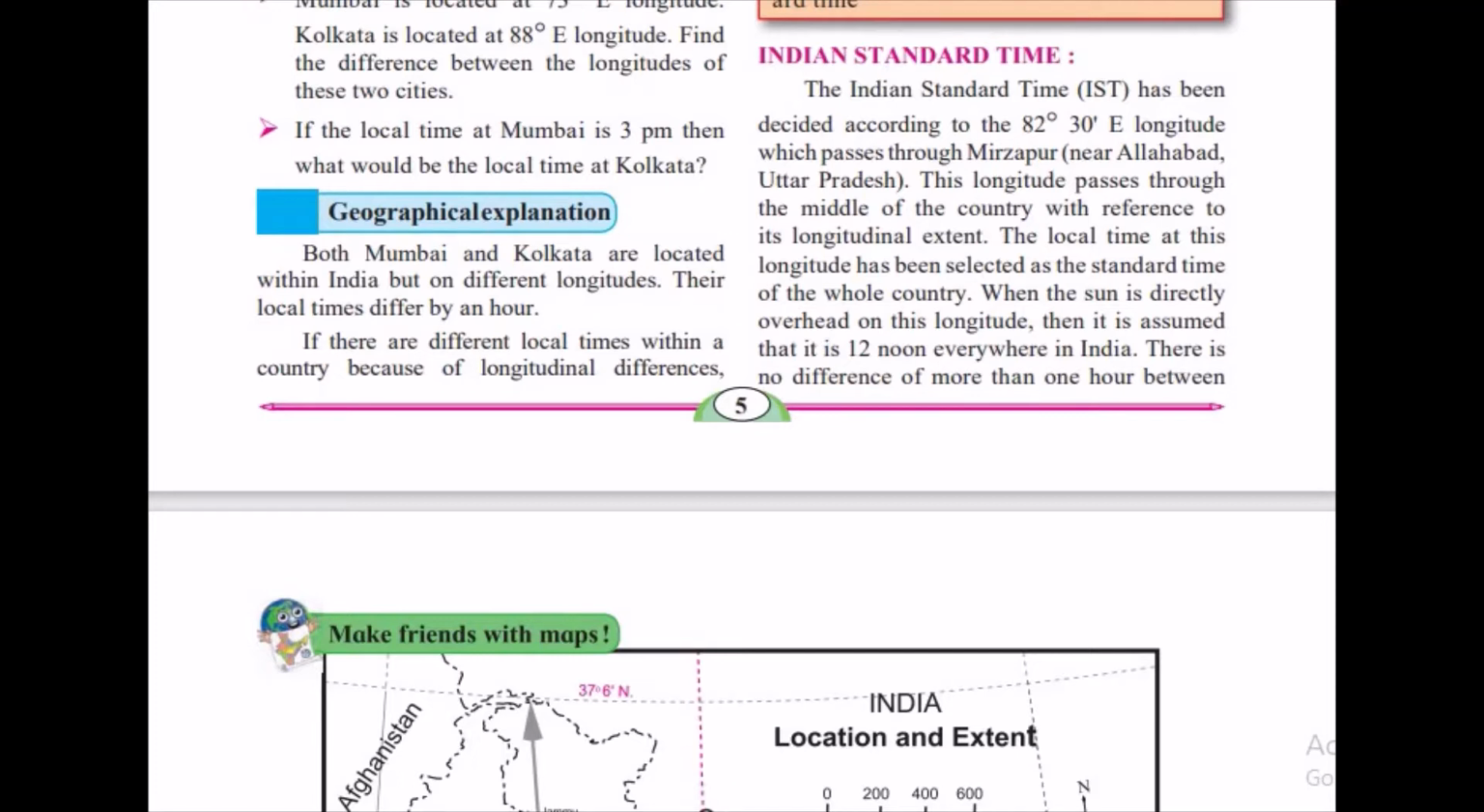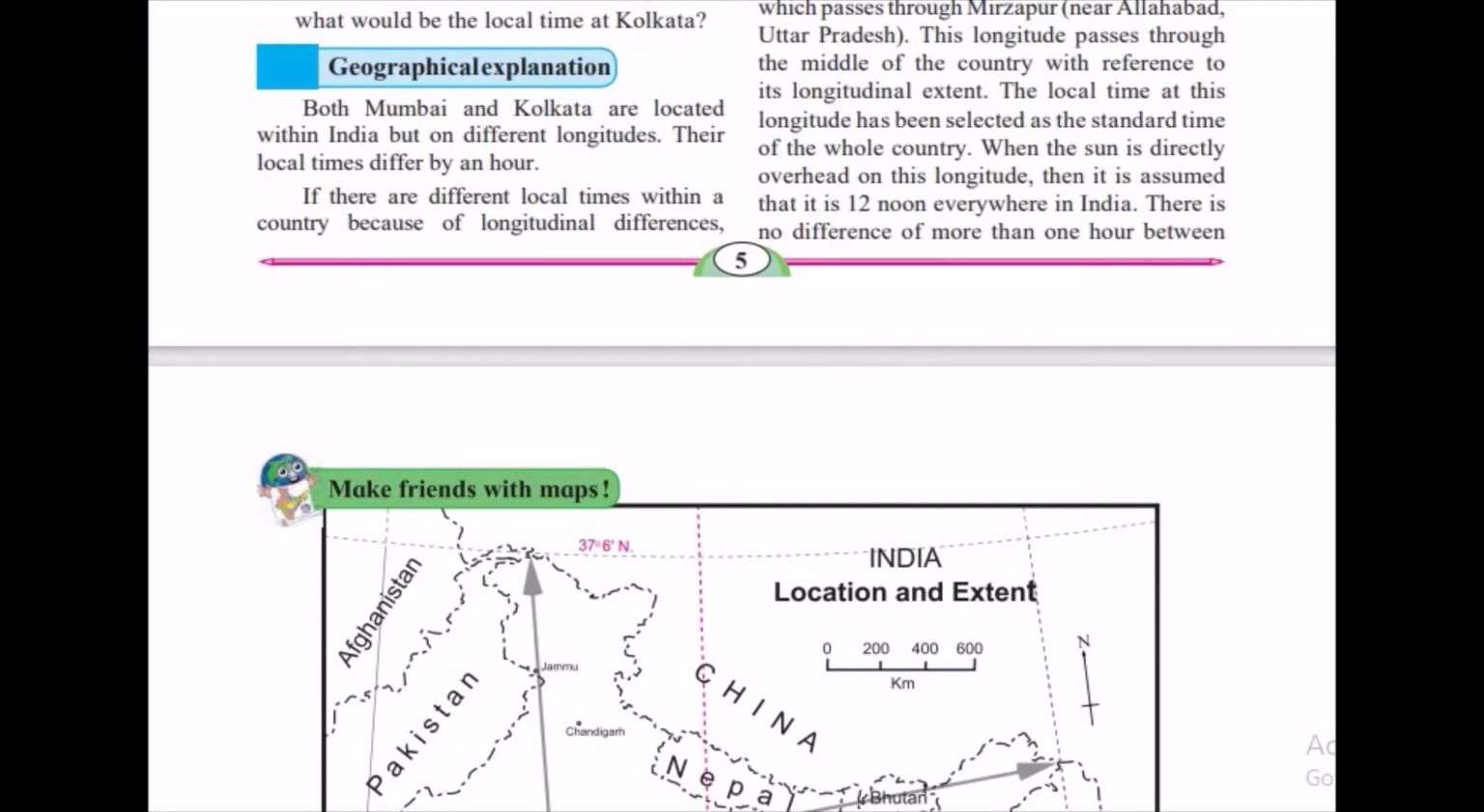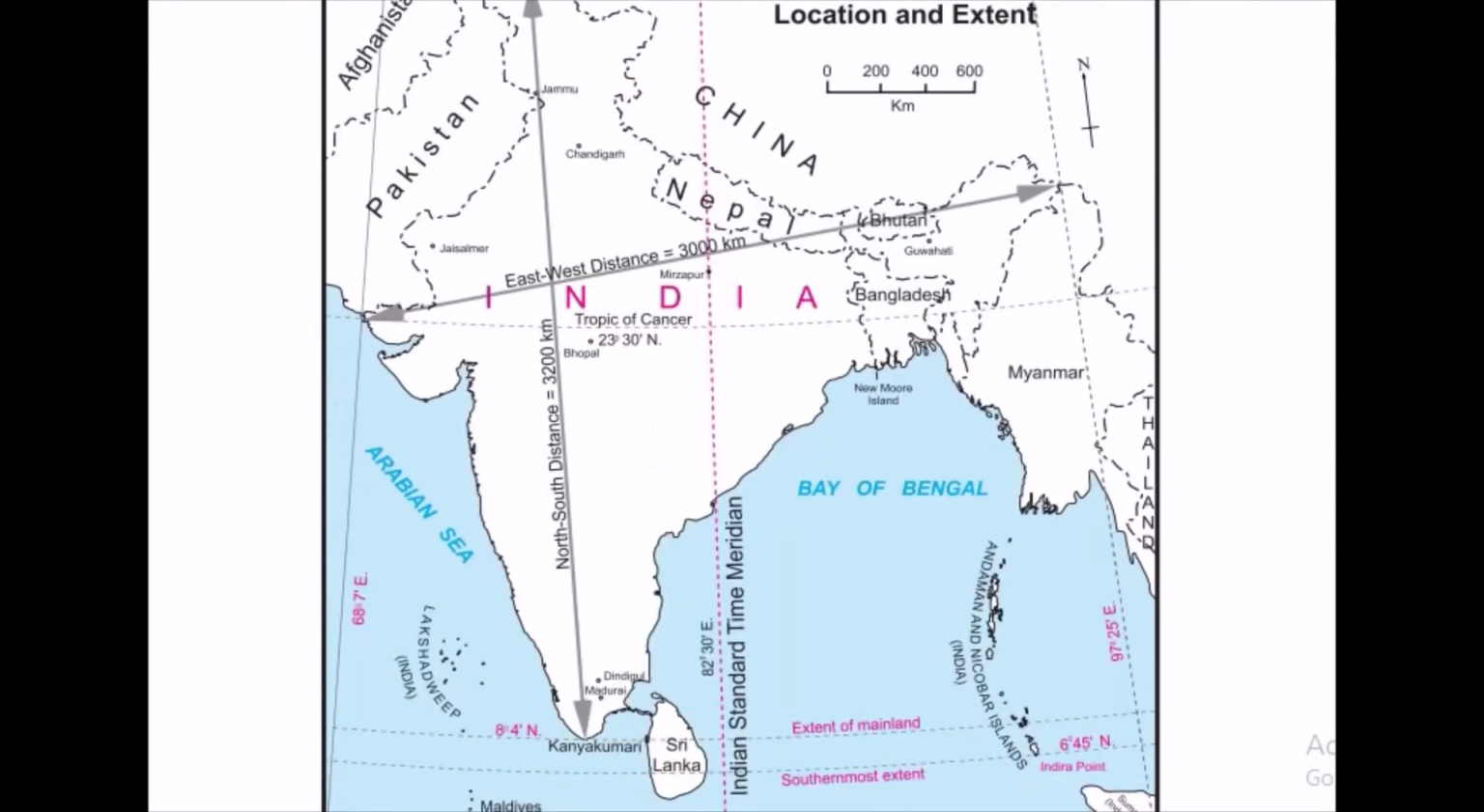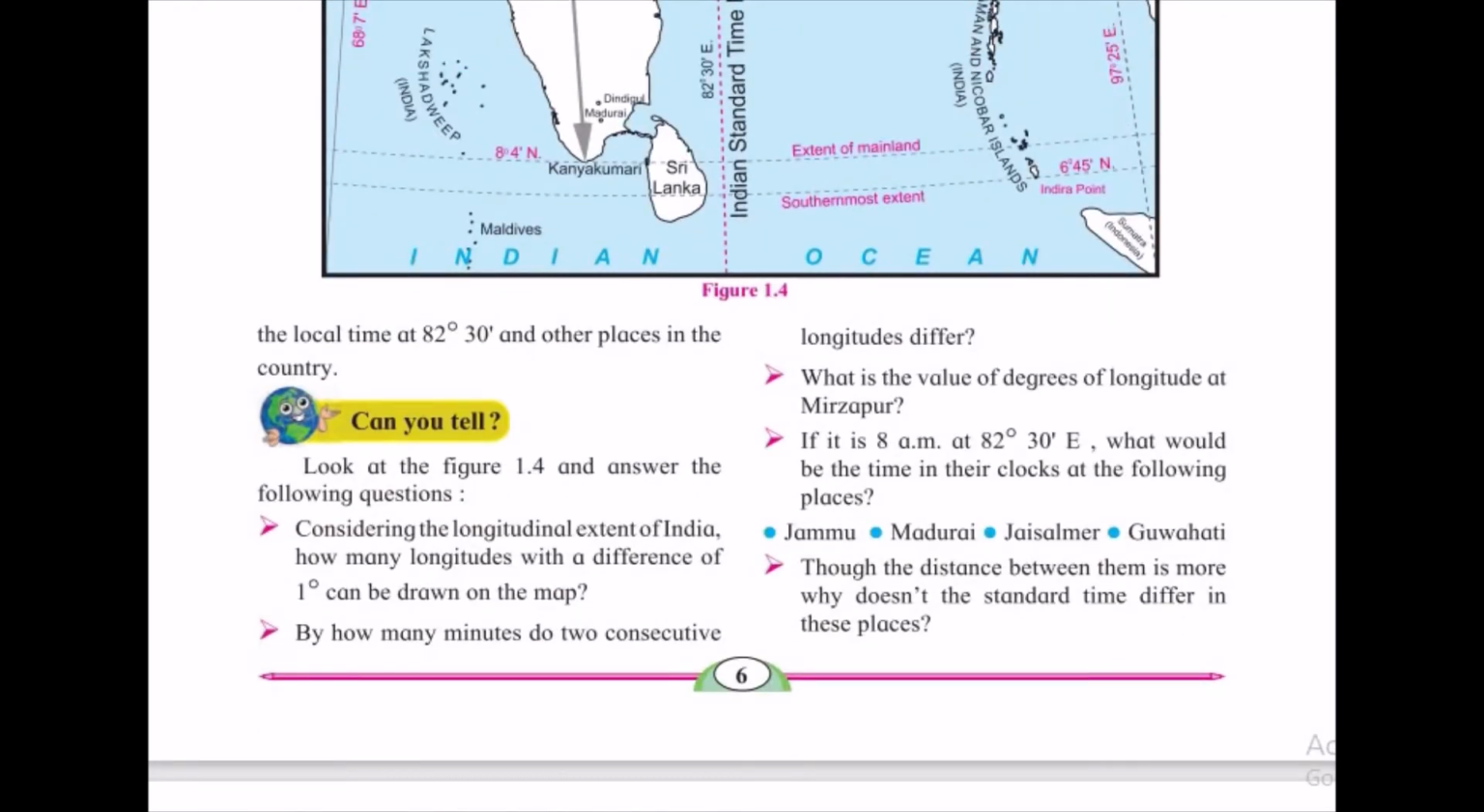The sun is directly overhead on this longitude. It is assumed that it is 12 noon everywhere in India. There is no difference of more than 1 hour between the local time at 82 degrees 30 minutes and the other places in the country.